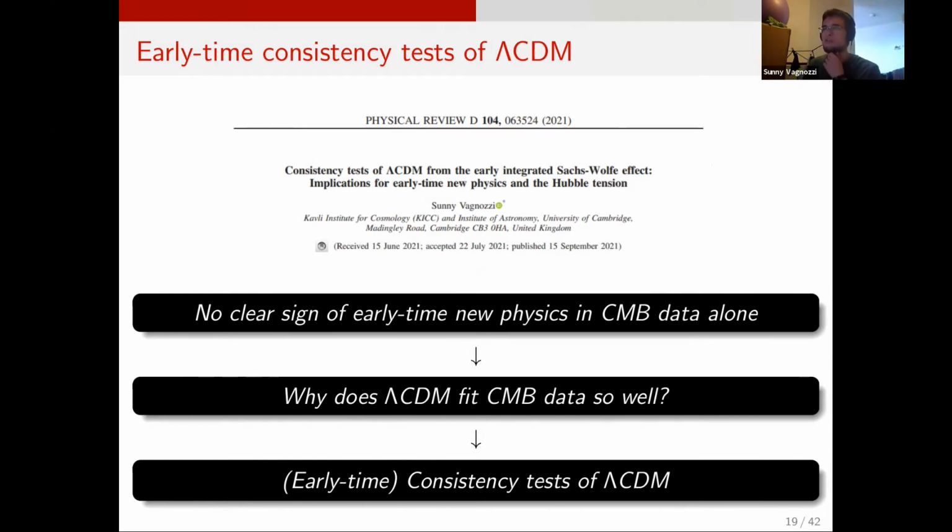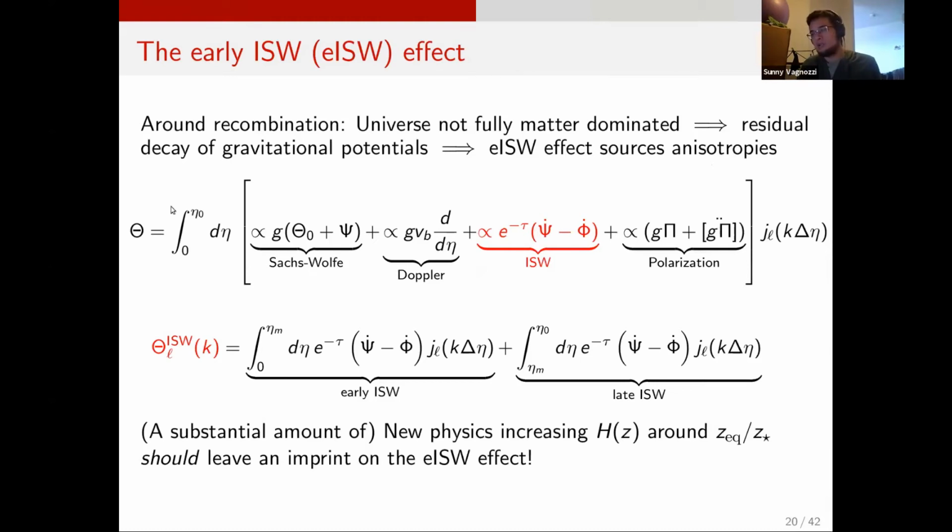So what is the early ISW effect? If I write out, this is the usual line of sight approach to deal with CMB anisotropies. You can decompose your anisotropy on the sky in a series of different physical contributions. You get a Sachs-Wolfe contribution. This is essentially relative blue shifting or red shifting of photons on the CMB surface. You get a Doppler contribution. This is a velocity term. You get a polarization term. And what I'm interested in here is the so-called ISW effect. This is the integrated Sachs-Wolfe effect. And it comes from the time variation of potentials at any time.